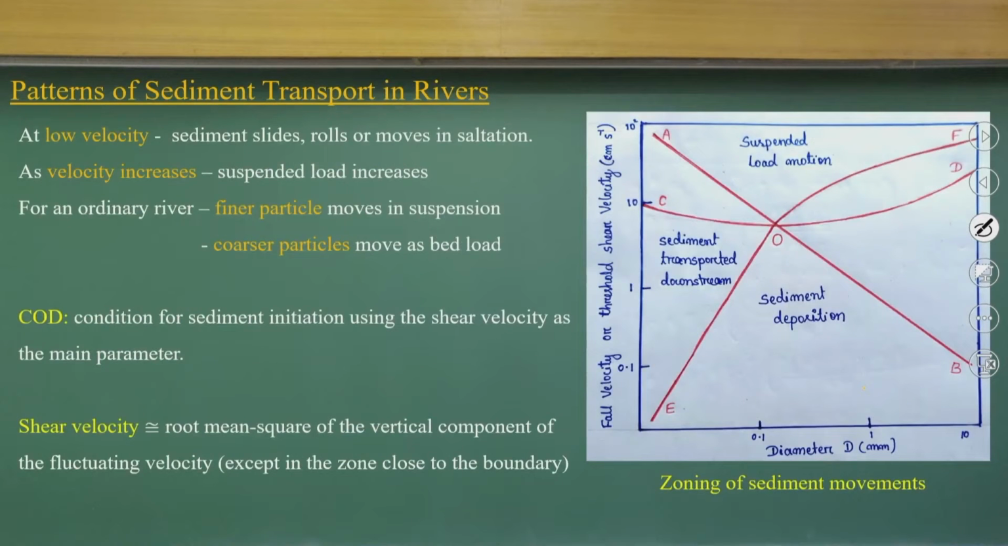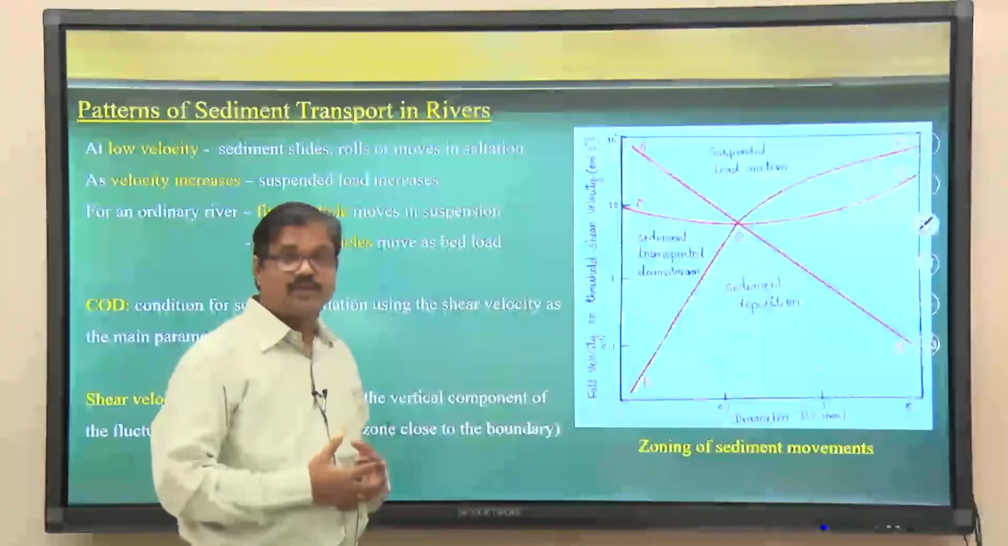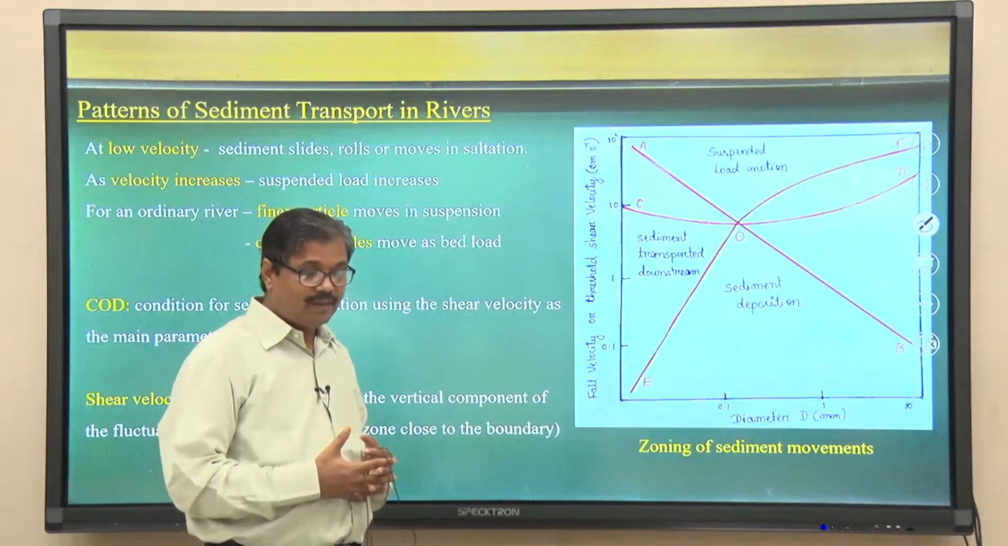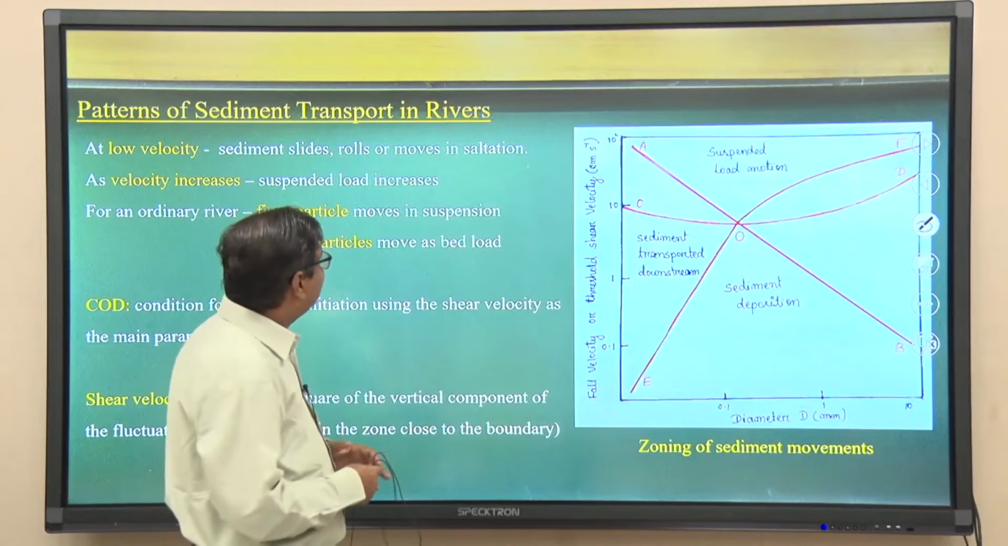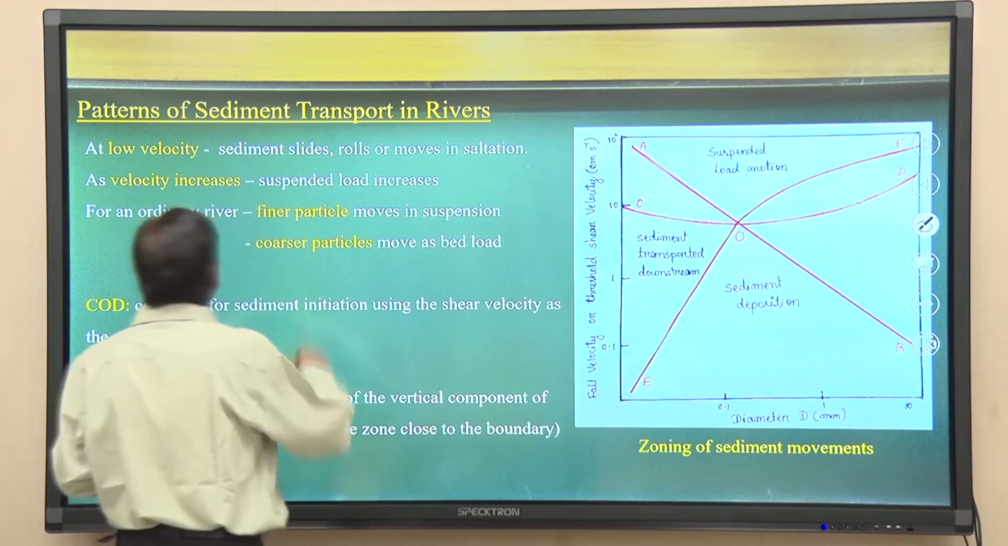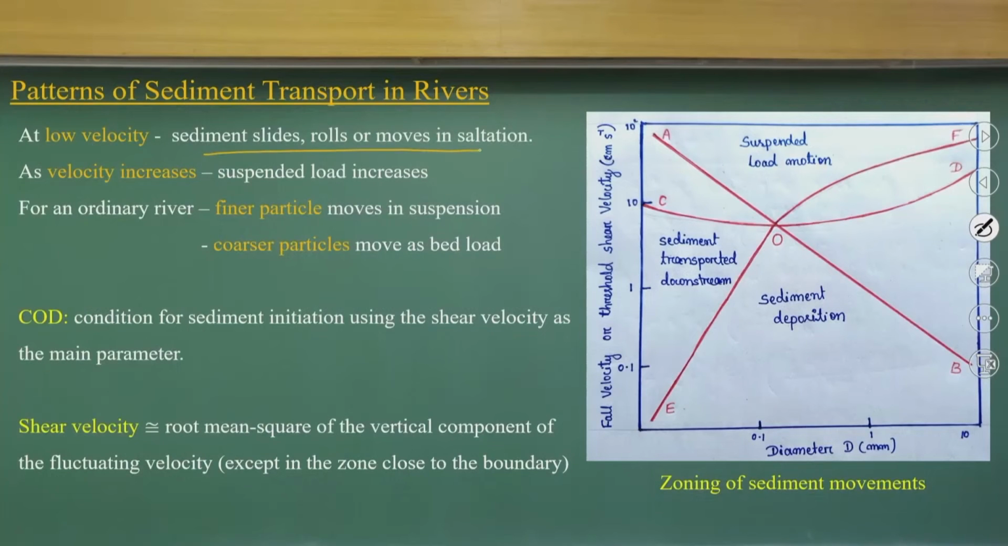Now, if you look at what types of patterns of sediment transport happen in a river, at low velocities the sediment slides and rolls, like the initial stage, with a very low velocity and very low stream power.